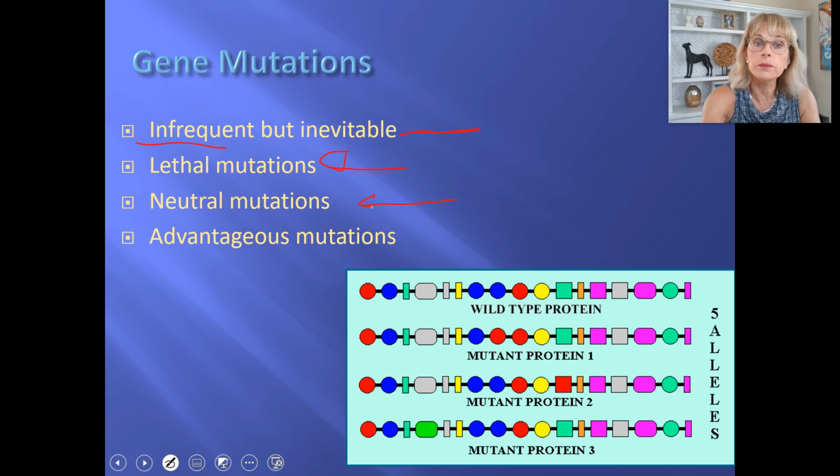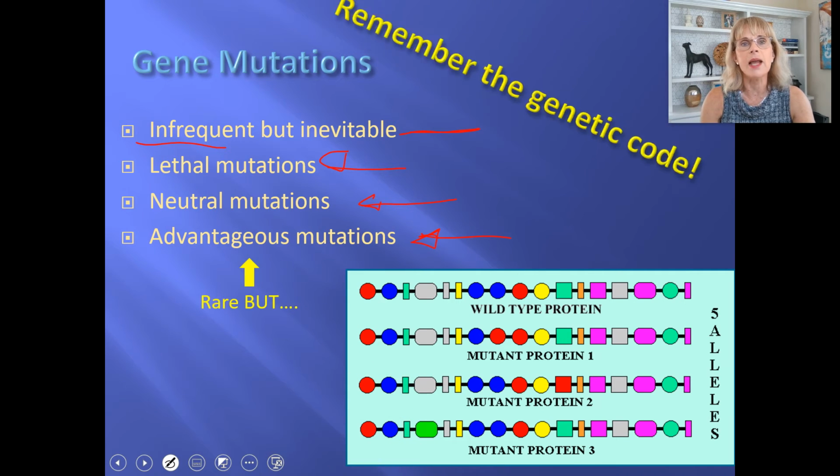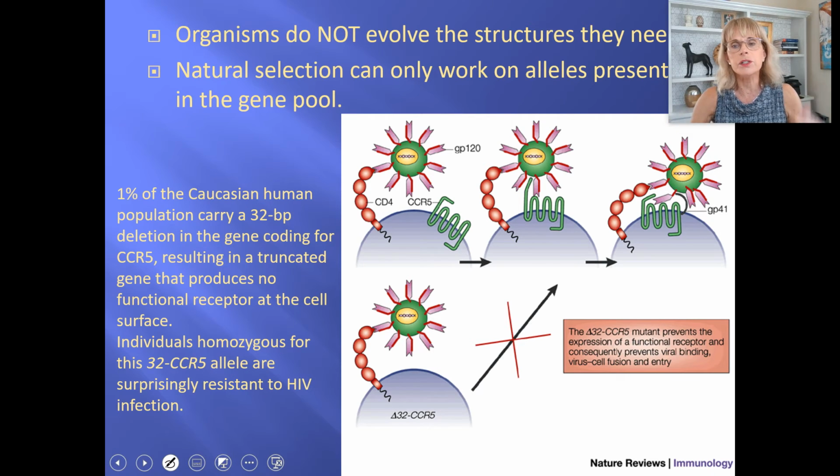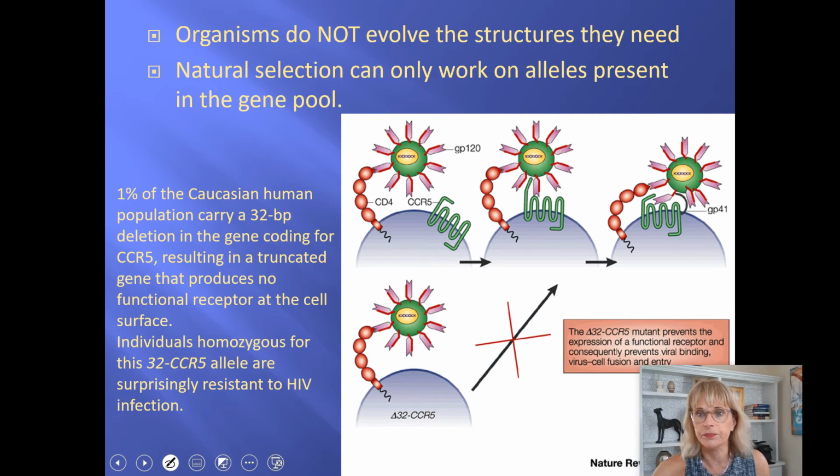They can be neutral. For example, I've got blue eyes. It is not beneficial. It's not severely advantageous. It's a little disadvantageous, but it's considered a neutral mutation. And then there are some advantageous ones. The advantageous ones are not very common, but when they happen, they will be acted on by natural selection. However, keep in mind that natural selection changes. And here is an example of human mutation, right?